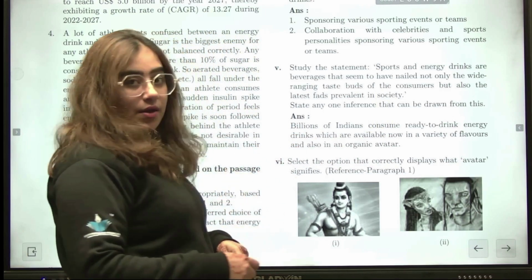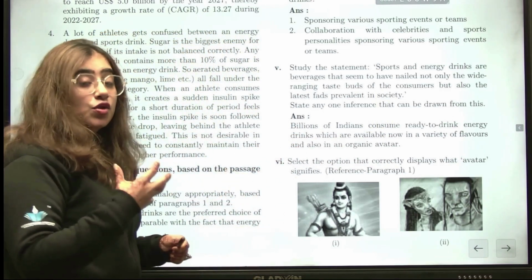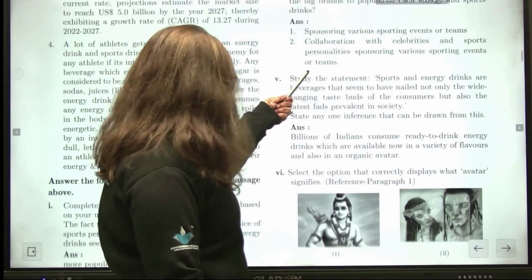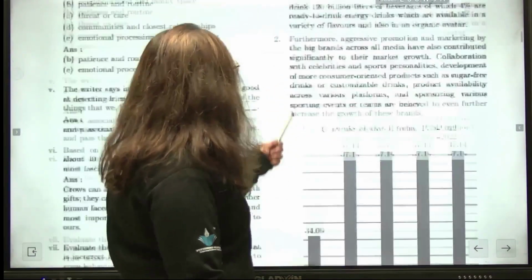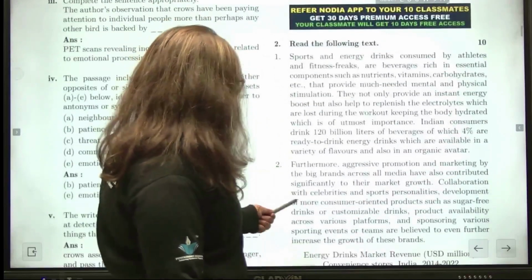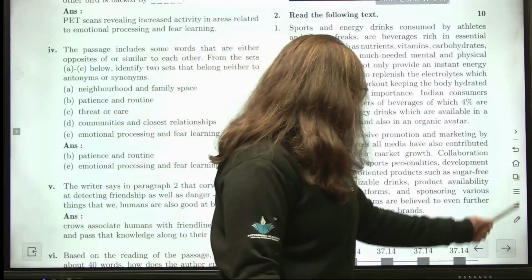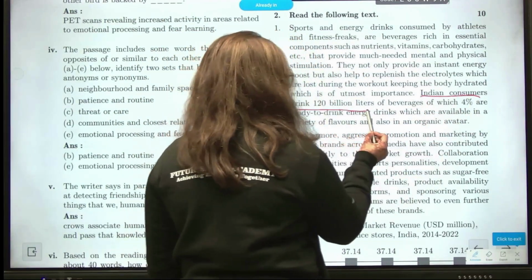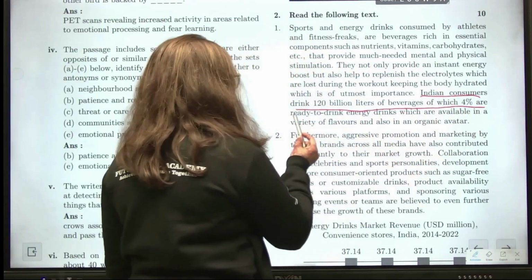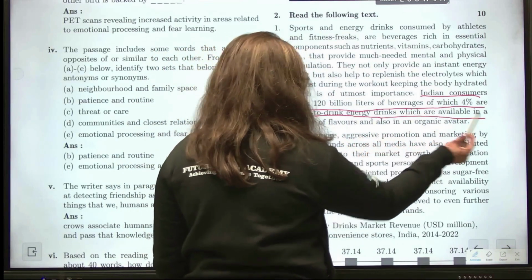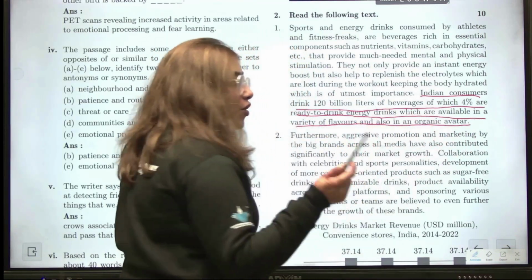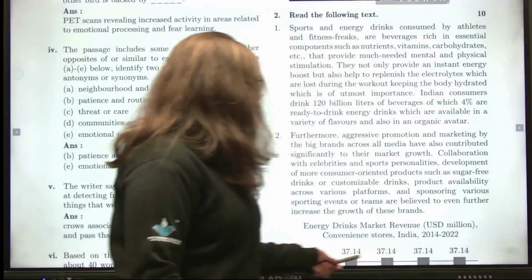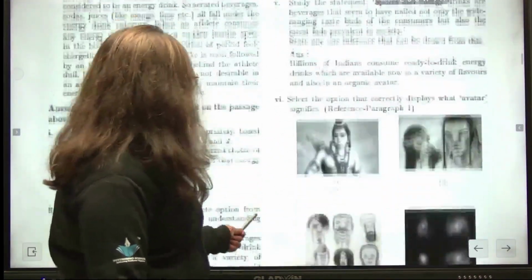So अभी हमने पढ़ा कि billions of Indians जो है they consume ready to drink energy drink which is available in different flavors and also in organic अवतार. और ये हमने कहाँ पढ़ा? यहाँ पे पढ़ा. ठीक है कि Indian consumer drink 120 billion liters of beverage, of which 4% are ready to drink energy drink, which are available in variety of flavors and also in organic avatar. So you can write this as it is. ठीक है, बिल्कुल ऐसे ही लिख सकते हो.